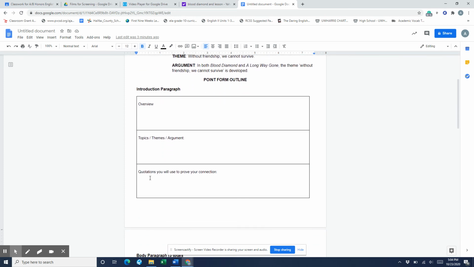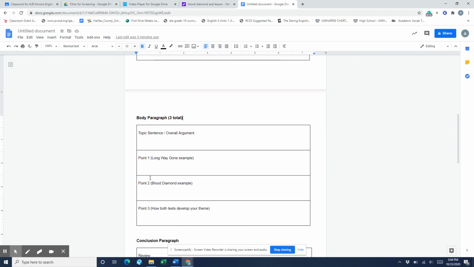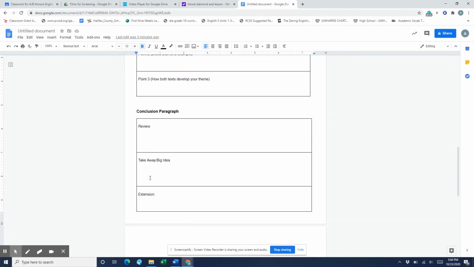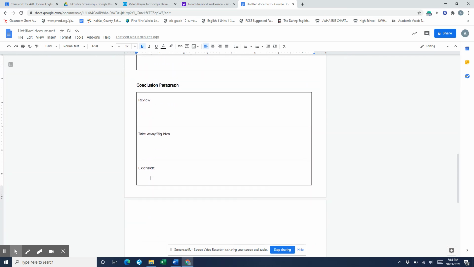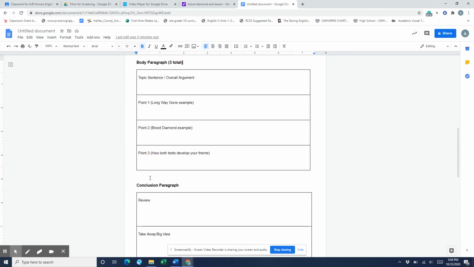Make sure that you're using complete sentences. Please proofread your grammar. And it is for a grade. So take your time and do your best. Make sure that you include evidence from both the book and the movie, especially for your body paragraphs. When it says A Long Way Gone example, if you can pull out quotes and use them, make sure that you do. For the movie, I know that's harder to do.